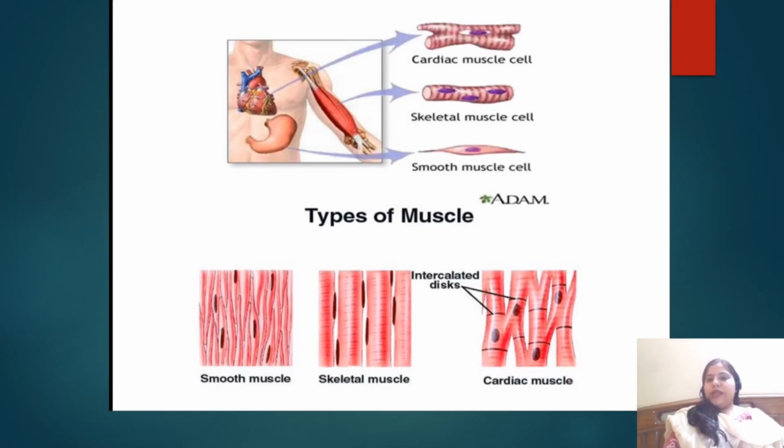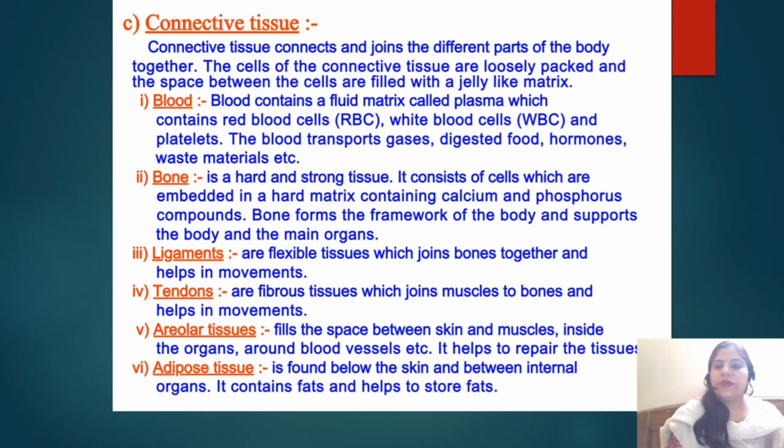So let's go on to the next. Types of connective tissue. Basically, connective tissues are tissues which connect joints and the different parts of the body together. Right. So we have blood as the fluid connective tissue, and all of you know that it is helping in the transport of gases, digested food, hormones, and waste material.